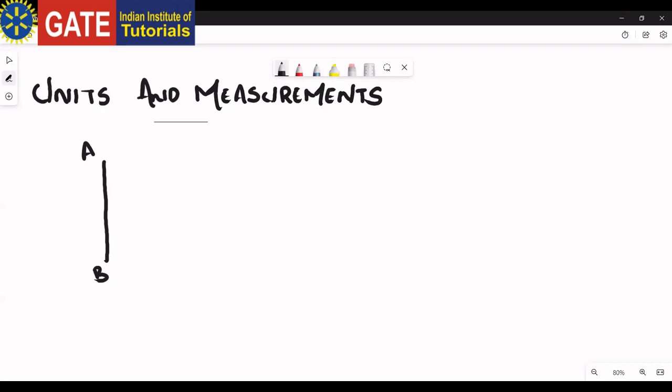And if I say it is 15, does it make any sense? It can be 15 centimeter, 15 meter, 15 kilometer, 15 millimeter, anything, right? So specifying the unit is very, very important to understand how much the physical quantity actually is. So if I say 15 centimeter, then it makes sense. Got it?